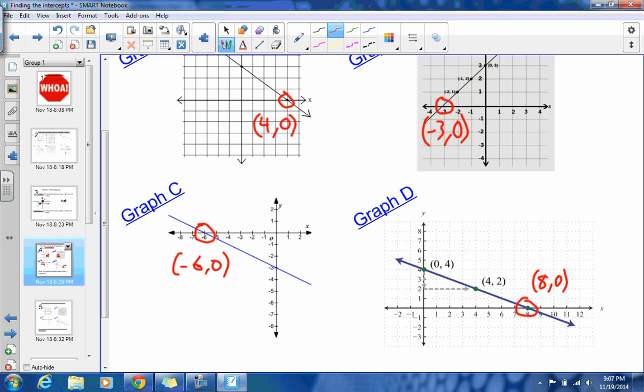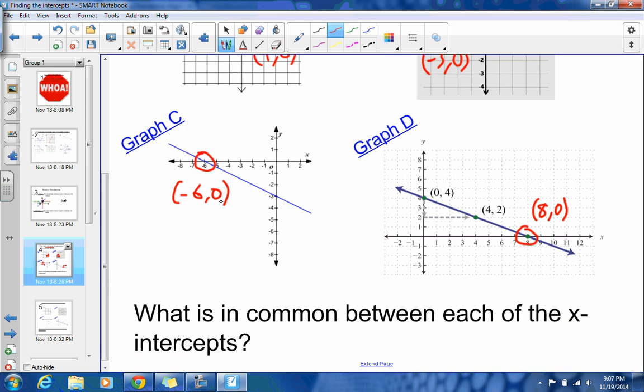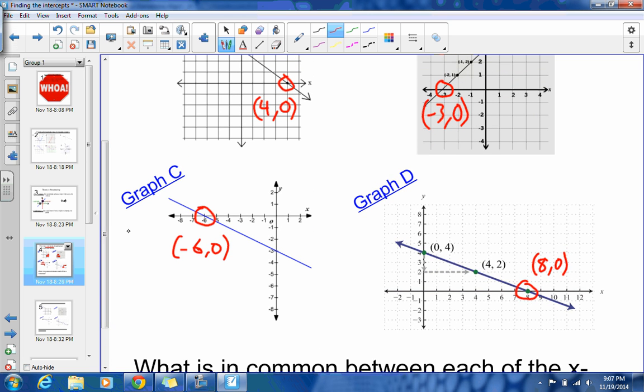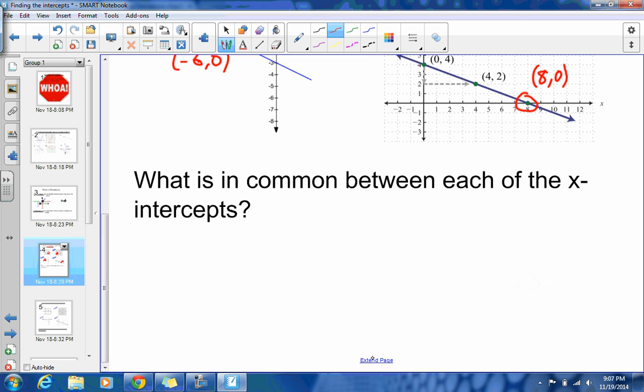Now, there's one thing I wanted you to notice from all four of these. If you just look at the four, what do you notice? Well, this one is (4, 0). This one is (-3, 0), (-6, 0), and (8, 0). Well, I'm looking at them, and I'm seeing that they all have 0 for that y value. The y value is always the second value. It tells you if you go up or down at all. And these, you don't go up or down at all, so the y value is always 0.